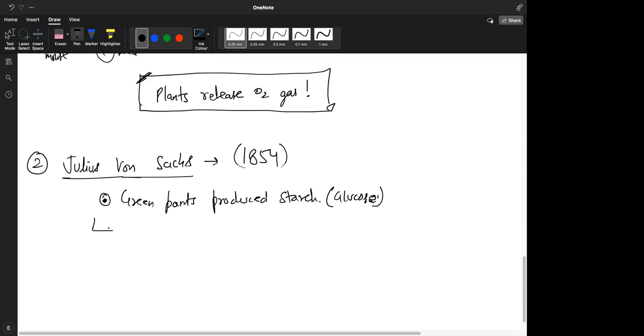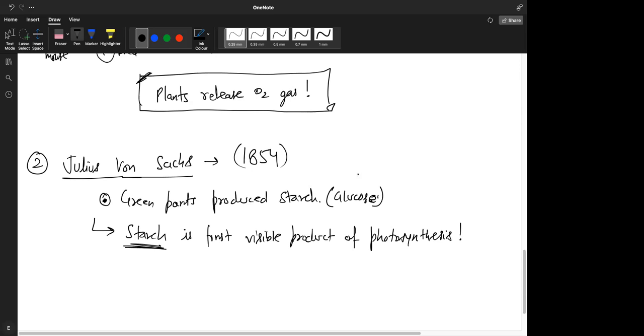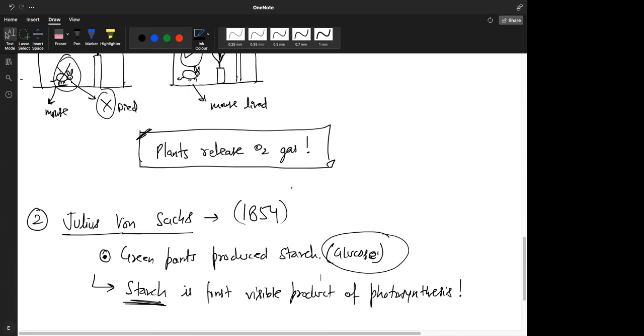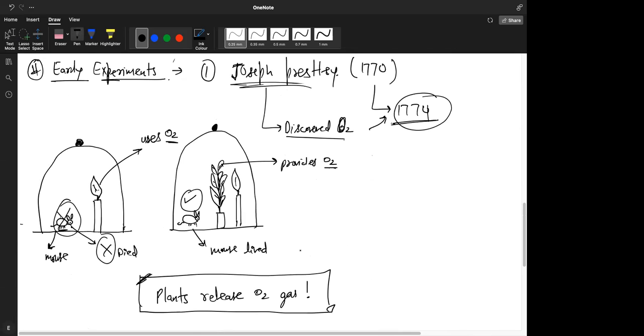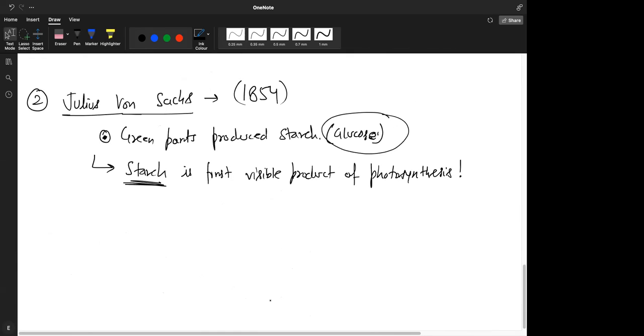So that experiment we will talk about in the next class, but just know that starch was the first visible product of photosynthesis. Now, by now, we do not know what photosynthesis is and what's happening. We just know that there is some process happening because of which we are getting starch, and which starch specifically? Glucose. There is also some process happening because of which we are getting oxygen gas. So these two pieces of the puzzle are present. Now, we don't know if they are coming from the same process or from different processes.